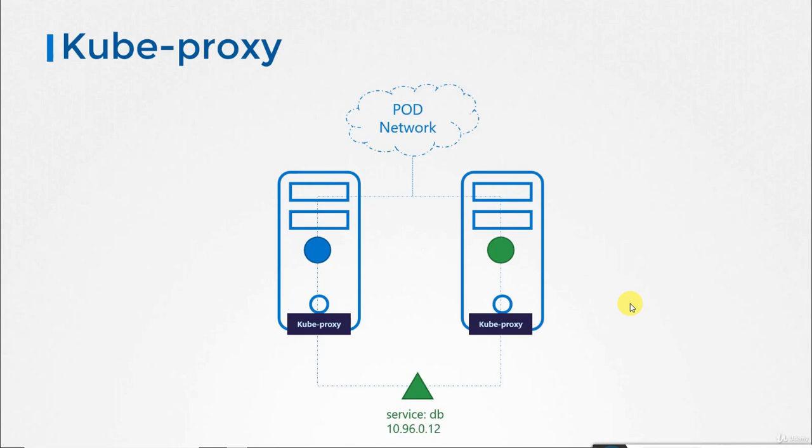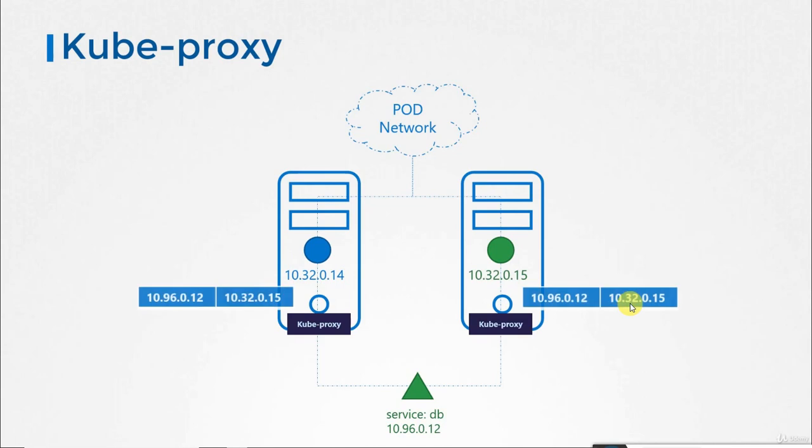One way it does this is using IP tables rules. In this case, it creates an IP tables rule on each node in the cluster to forward traffic heading to the IP of the service, which is 10.96.0.12, to the IP of the actual pod, which is 10.32.0.15. So that's how kube-proxy configures a service. We discuss a lot more about networking and services and kube-proxy and pod networking later in this course. Again, we have a large section just for networking. This is a high-level overview for now.